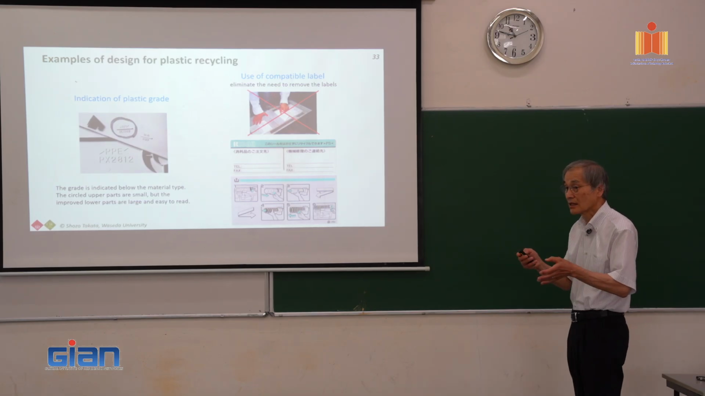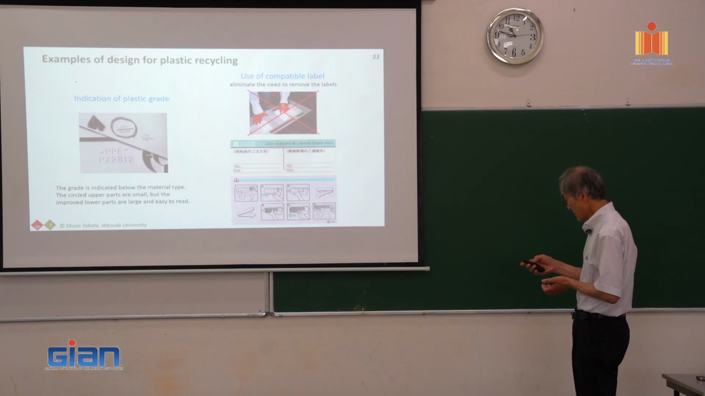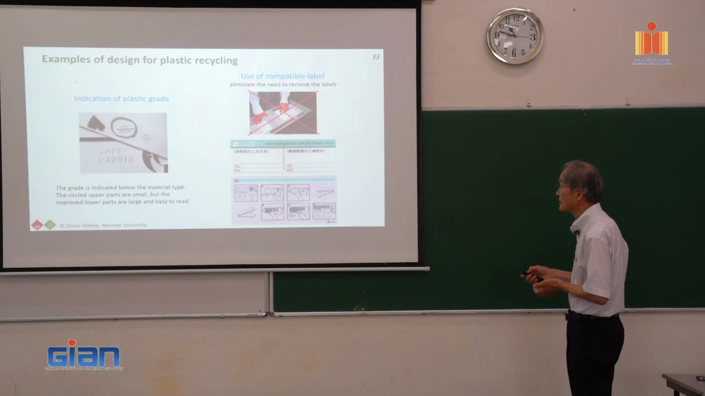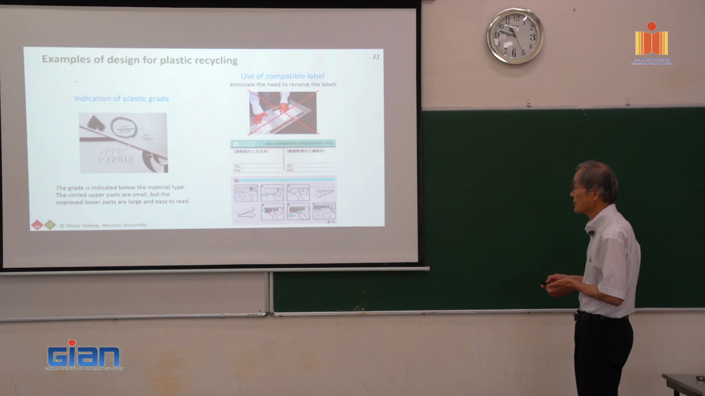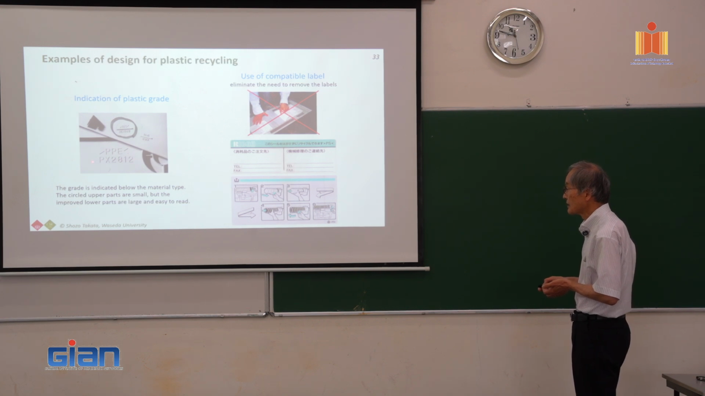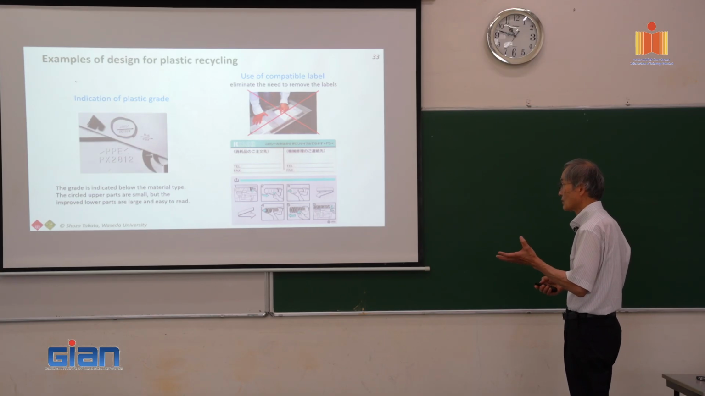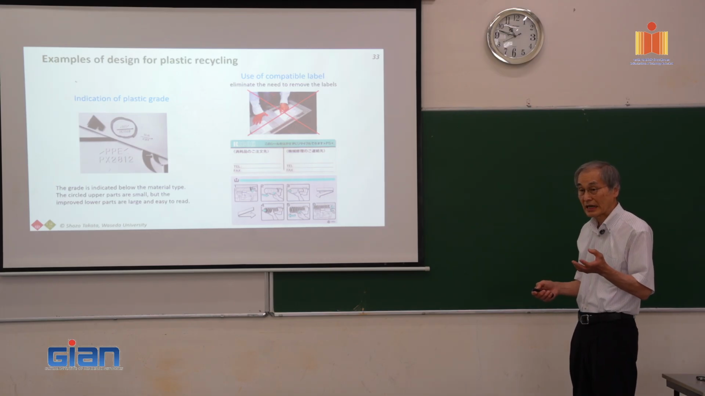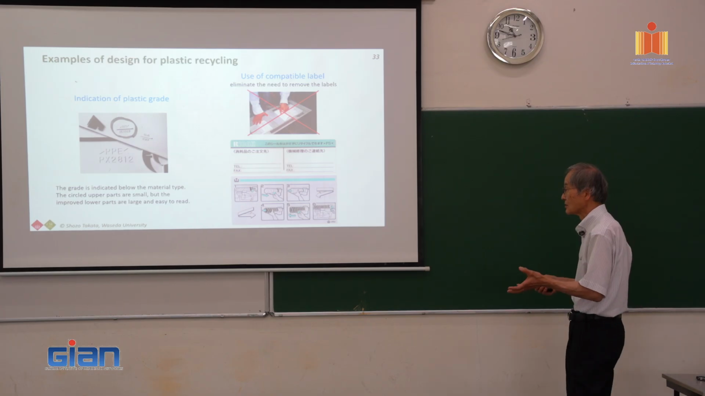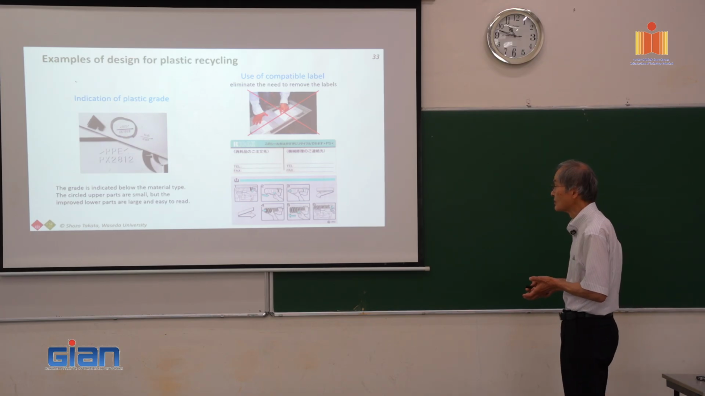There are many aspects of eco design. For example, this is for plastic recycling. So you should indicate the precise material, what type of material it is, and what kind of additives you have in this material, and so on.